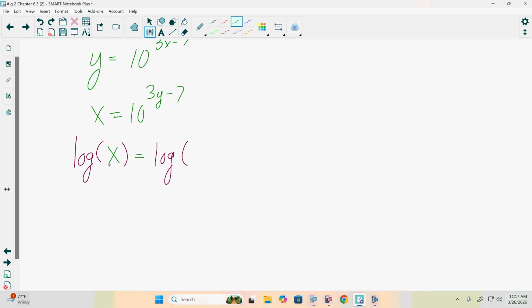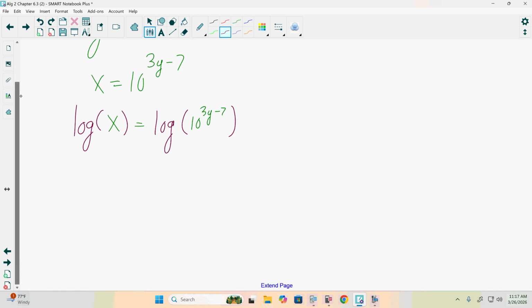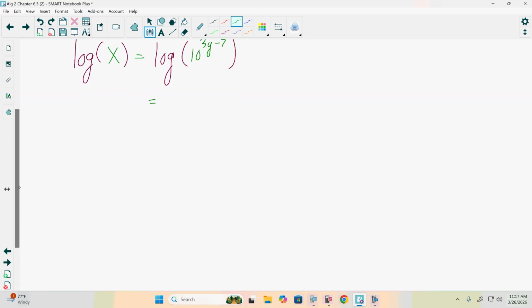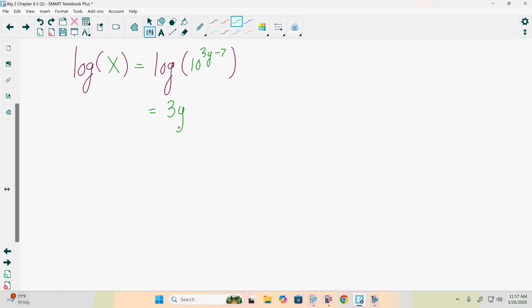Because we'd have log of x equals log base 10 of 10 to the 3y minus 7. Now on the right-hand side, log of 10 to the 3y minus 7, well, the base and what's inside are the same. Because the base is 10, we did not have to write it. It's just telling me the right-hand side becomes 3y minus 7. The left-hand side is going to be log of x.